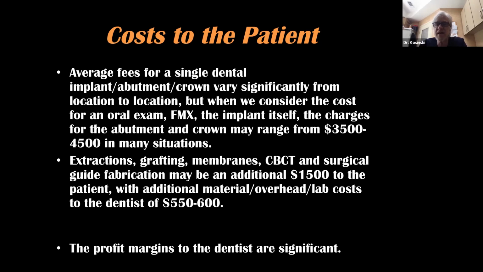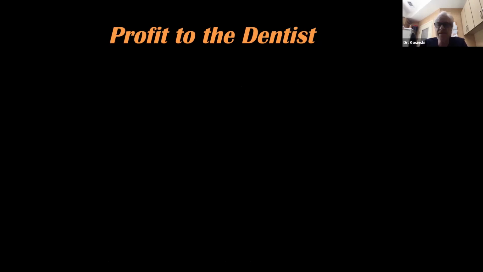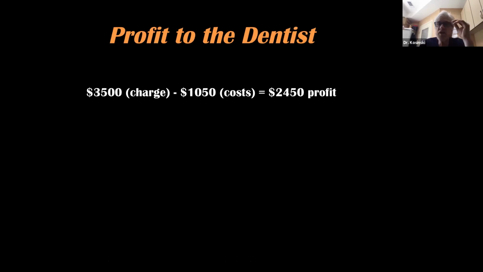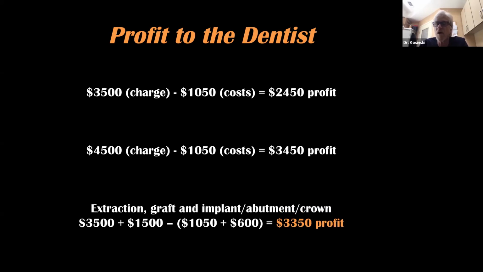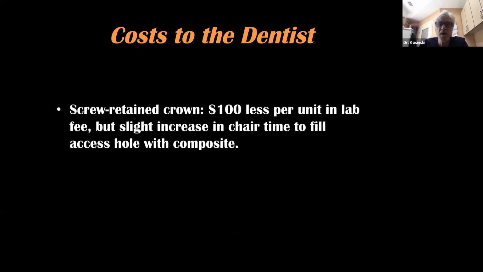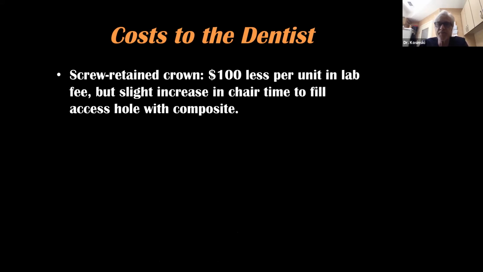So you can see, again, the profit margin increases significantly. So if we charge $3,500 and our cost, overhead included, is $1,050, it's $2,400 profit in an hour procedure. If you charge more, depending on your area, our profit margin increases even more. If you're going to do extractions, grafting, and implant, abutment, and crown, our profit margin increases even more. So be very conscious of that.